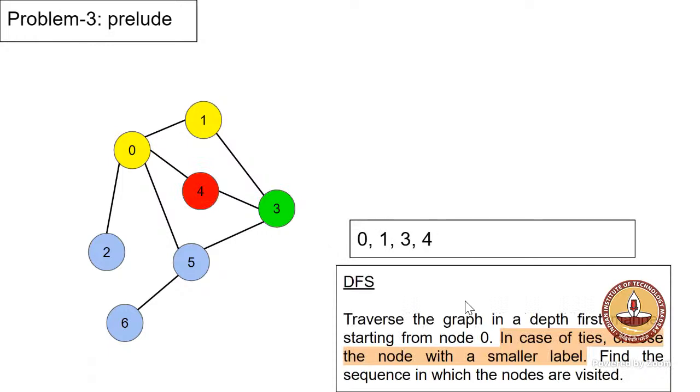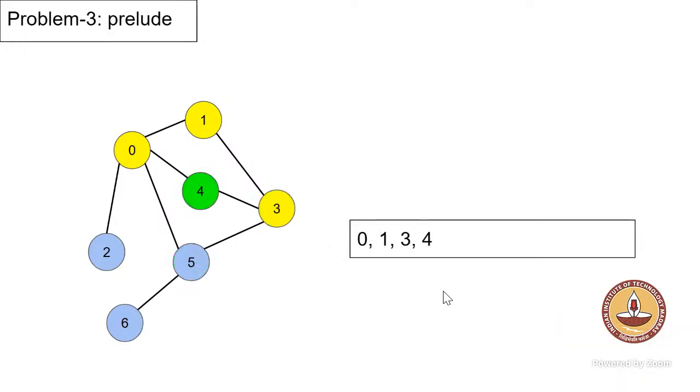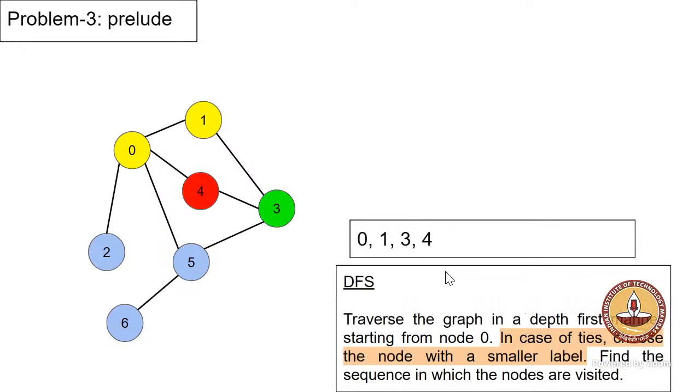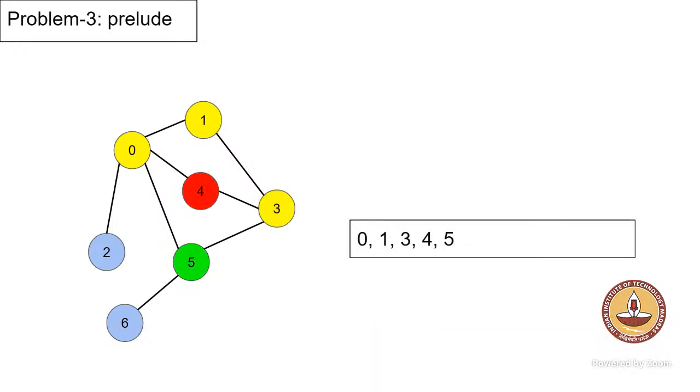Now coming to 5, 0 and 6 are connected. So 0 is already visited. It will go back to 6. It will go to 6.